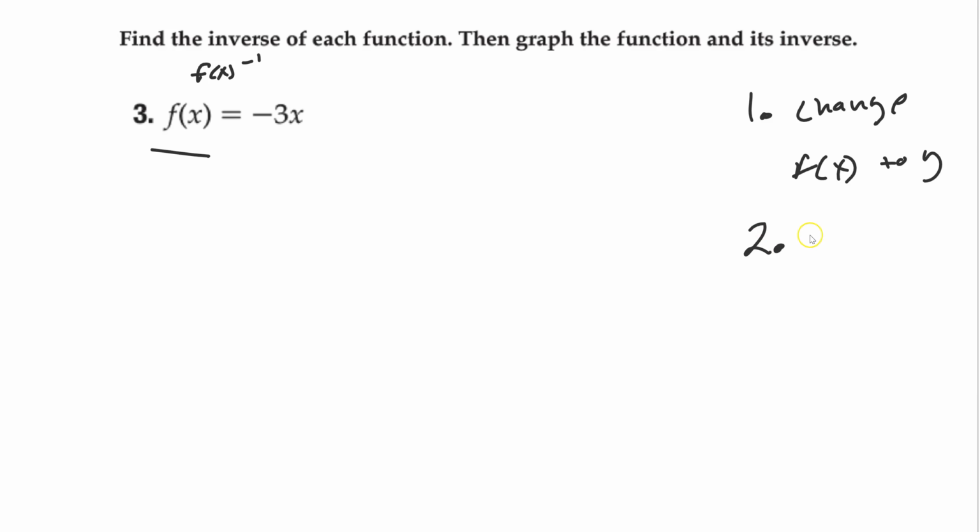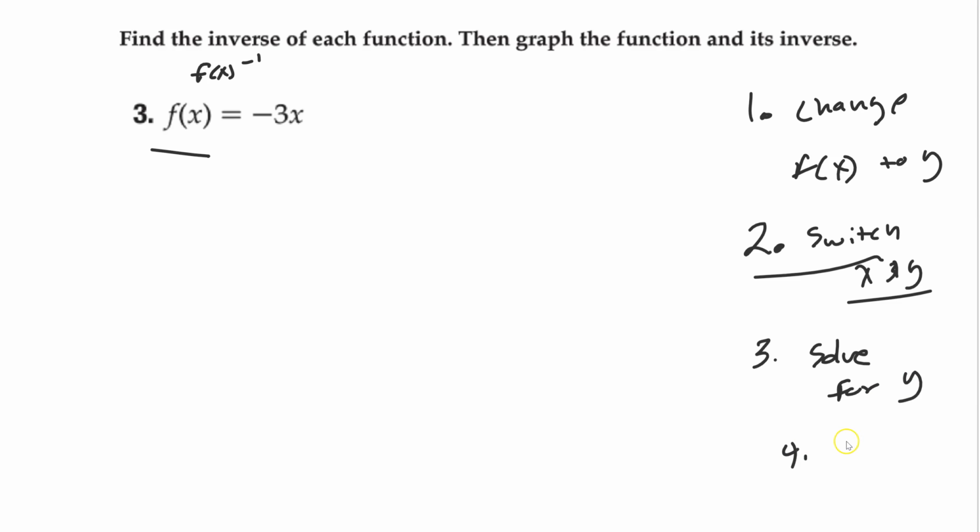2, this is the inverse step, is an important part. Switch x and y. Right, that's the inverse step, that's the important part. And finally, solve for y. And then last we change y to f inverse of x. Really, there's 2 steps, right? Like f of x to y, whatever. It's switch x and y and then solve for y. These are the important steps, right? Switch x and y and then solve for y.